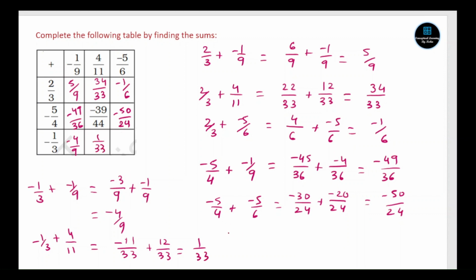And now the last one. So minus 1/3 plus minus 5/6. LCM is 6. So minus 2 upon 6 plus minus 5 upon 6. What do we get? Minus 7 upon 6. Right? So minus 7 upon 6. So we completed this puzzle, right? By finding the sums. Correct?